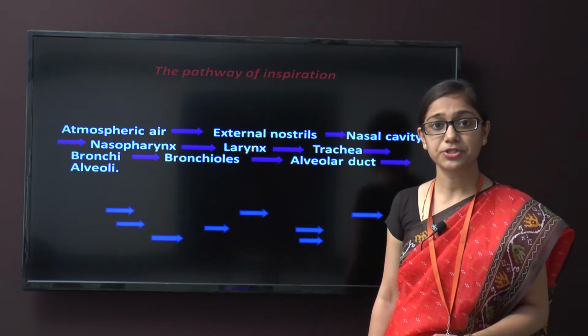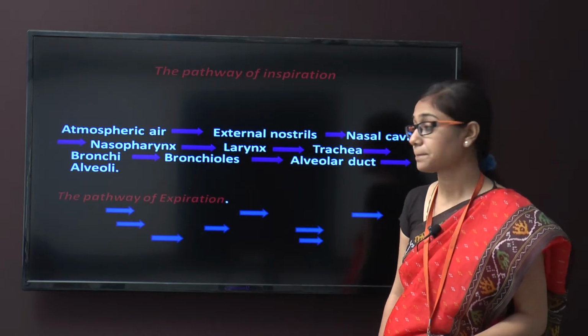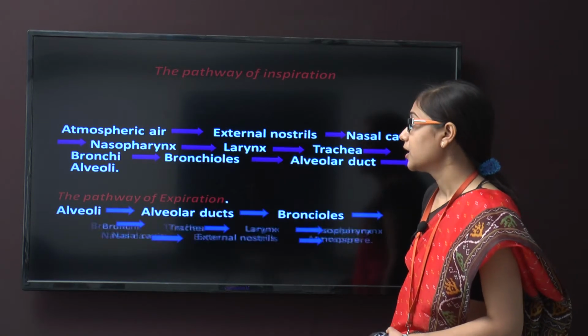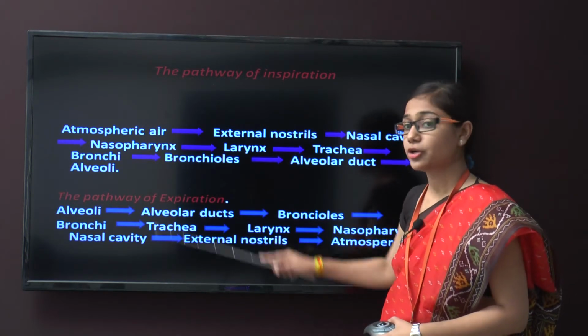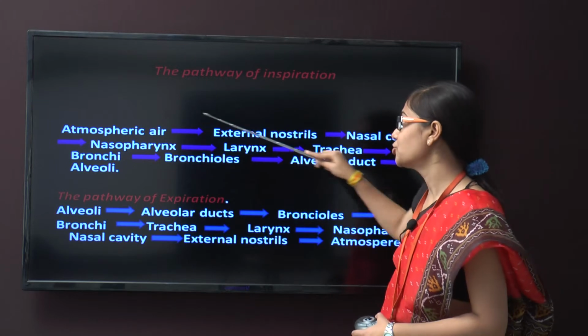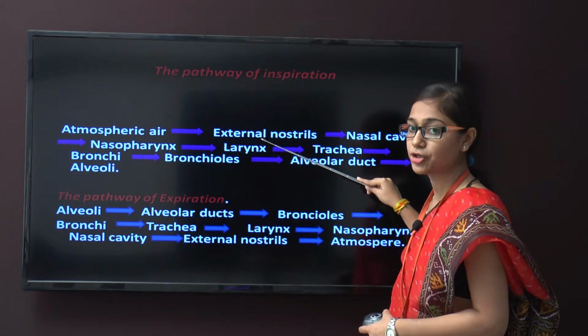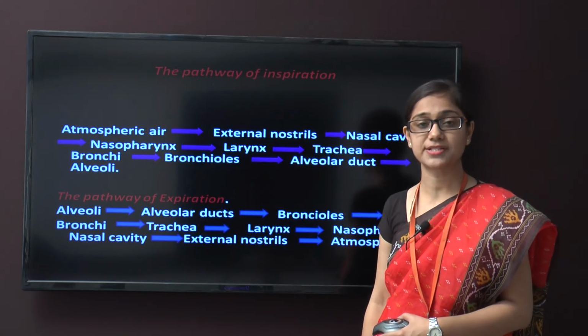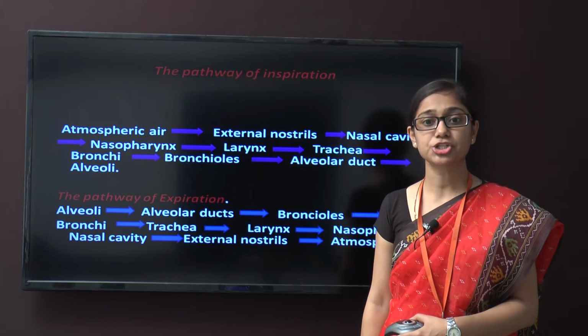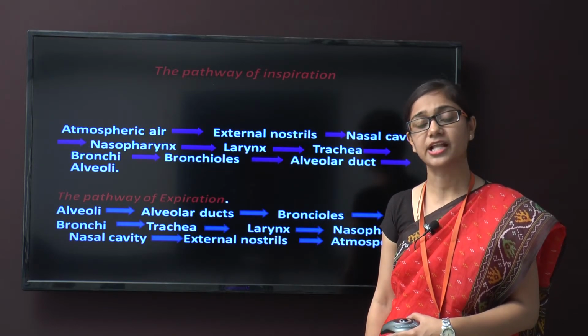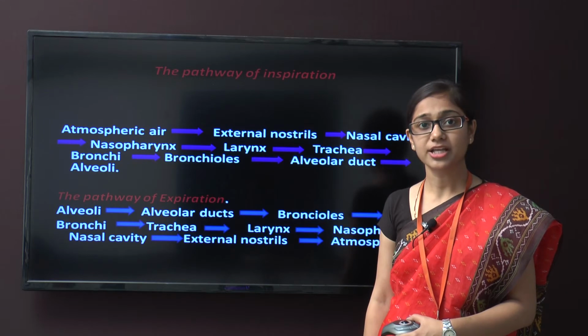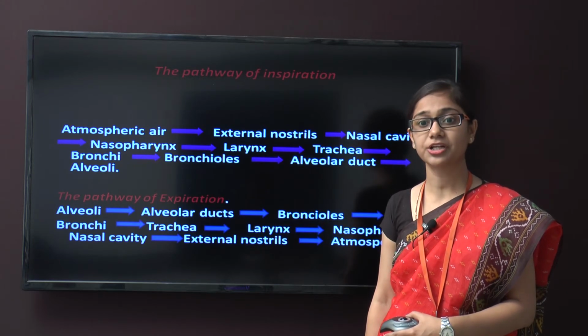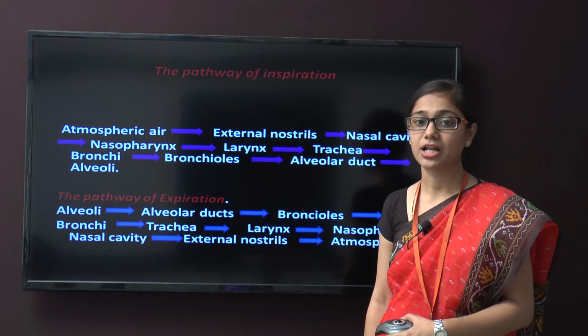Summary of the inspiration and expiration. In the inspiration, air goes from the atmosphere to the external nostril, to the nasal cavity, to the nasopharynx, larynx, then trachea, then bronchi, then bronchioles, then alveolar duct, and then alveoli.